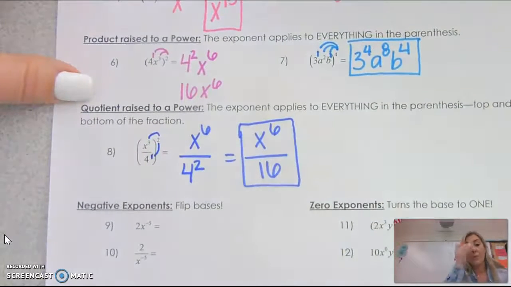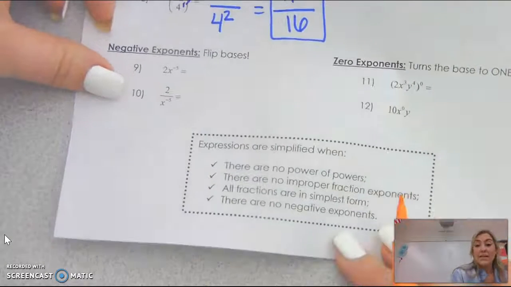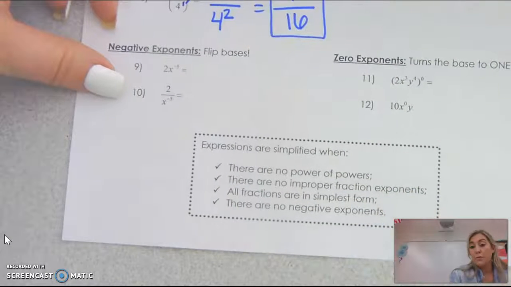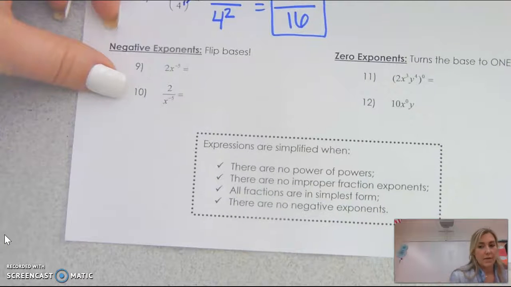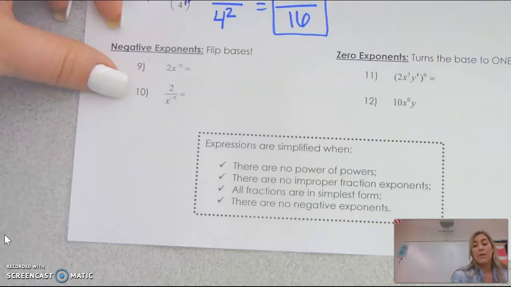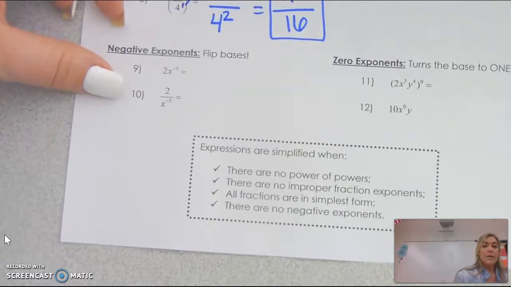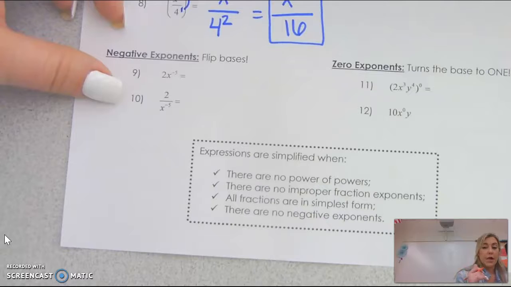Okay, the rest of them are pretty easy to remember. So when you have a negative exponent, they need to move. You technically can never have a negative exponent. So whenever you see something that has a negative exponent, it needs to flip. So if it's on top, it needs to go to the bottom. If it's on the bottom, it needs to go to the top.